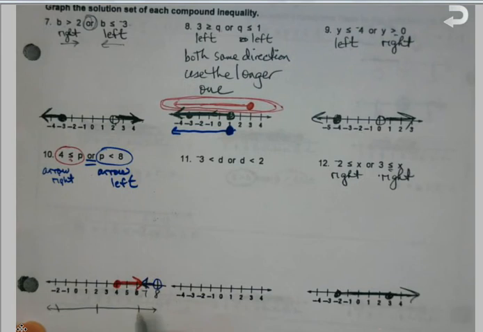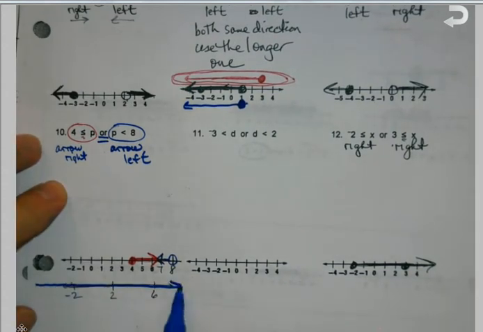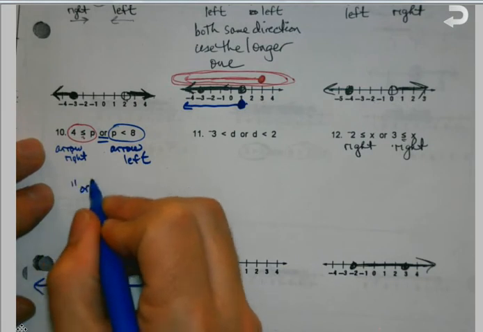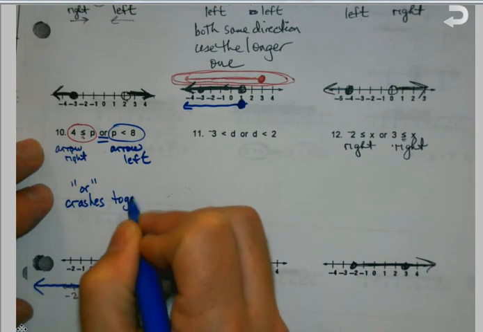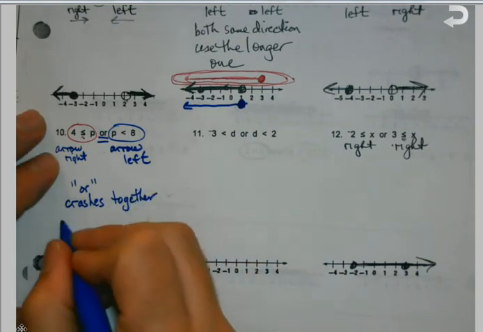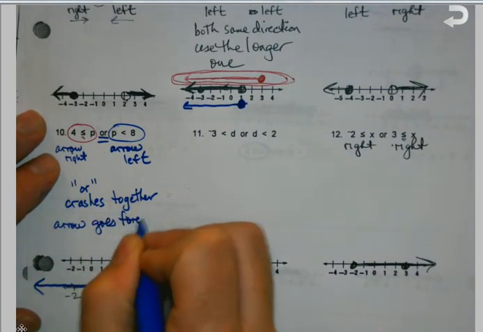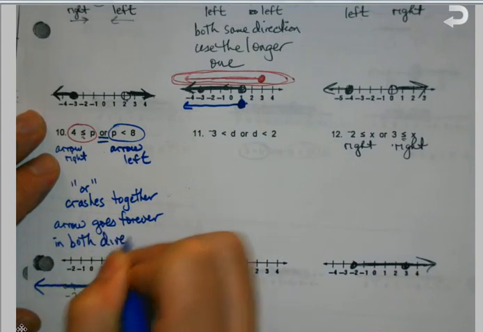I'm not going to put all the numbers. I'm just going to put some of them here. What's going to end up happening on this is, if it says or and they crash, you just put your line all the way through, because every answer works. So let's kind of make a note here. If our or statement crashes together, my arrow is going to go on forever in both directions.